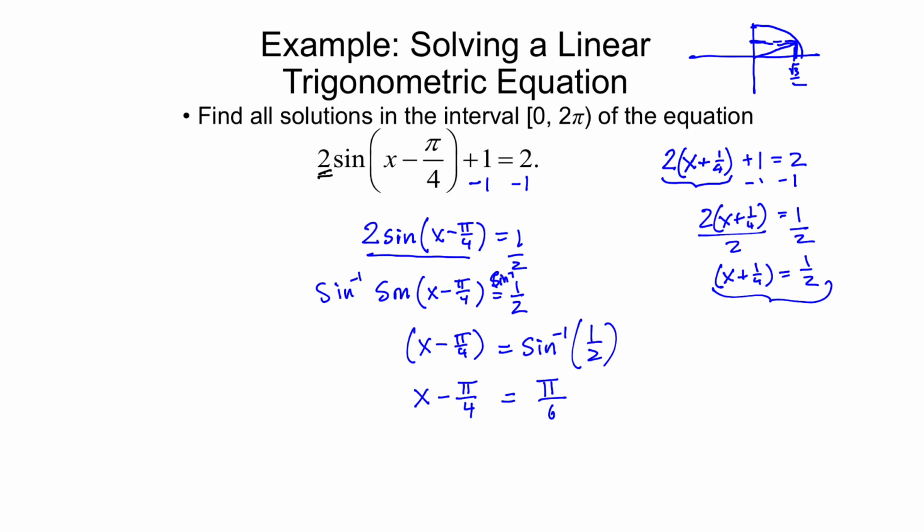Now, because we're going to be doing it for the whole thing, you also want to keep in mind the other angle, which sine is also 1/2 at 5 pi over 6. So I'm going to also just put 5 pi over 6. 1 less than 6 pi over 6.